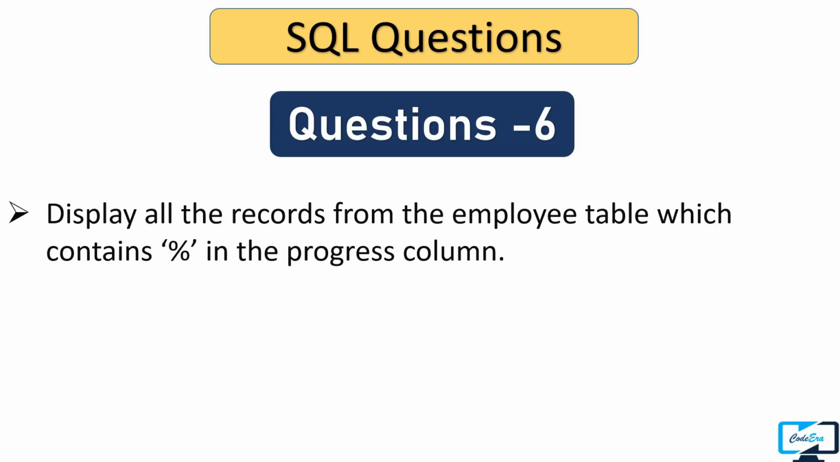And here we have one more question. So the question is: display all the records from the employee table which contain % in the progress column. So guys, I hope after watching this video you will be able to solve this question. So try to solve this question and drop your answer in the comment box, and I will also pin the correct answer in the comment box.